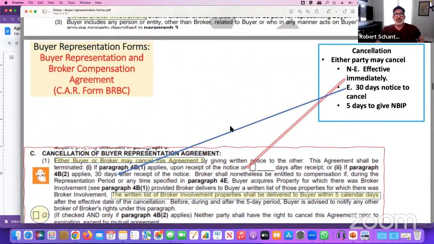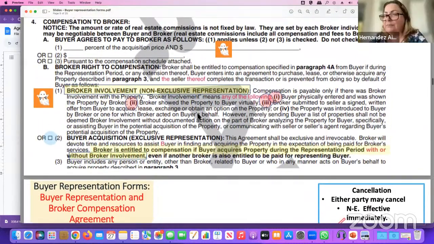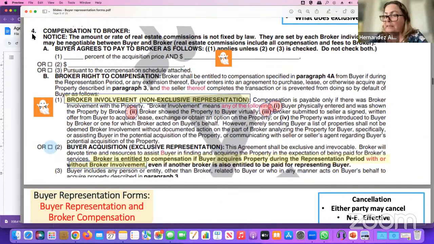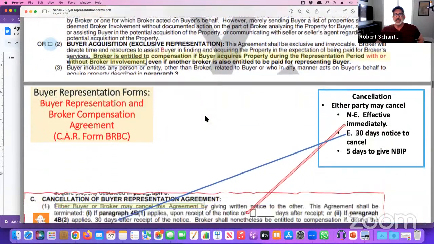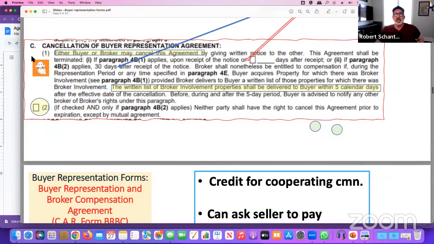So on C2. Is there a preference? Hold on one second, you can ask your question. On C2, if you check box 4B2, 4B2 makes it exclusive, then you would check box C2. Correct. So it's neither party shall have the right to cancel this agreement prior to the expiration by mutual agreement.